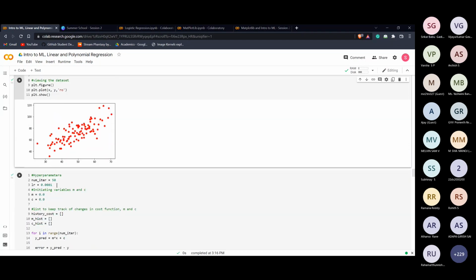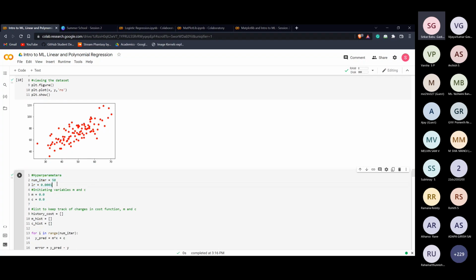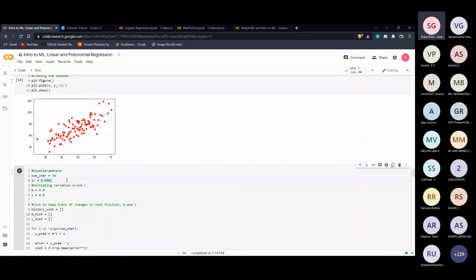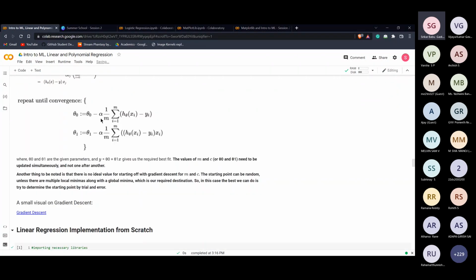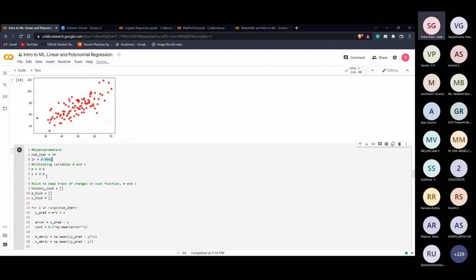How to do it? I'm defining these two as my hyperparameters. Hyperparameters are parameters which I can control. I can tell this to be 100, I can tell this to be 0.05. I can tell it whatever I want, but I'm choosing these particular numbers because I know that they give me plausible, acceptable results. Number of iterations means I'm running for this many iterations, and LR is alpha, also known as the learning rate.